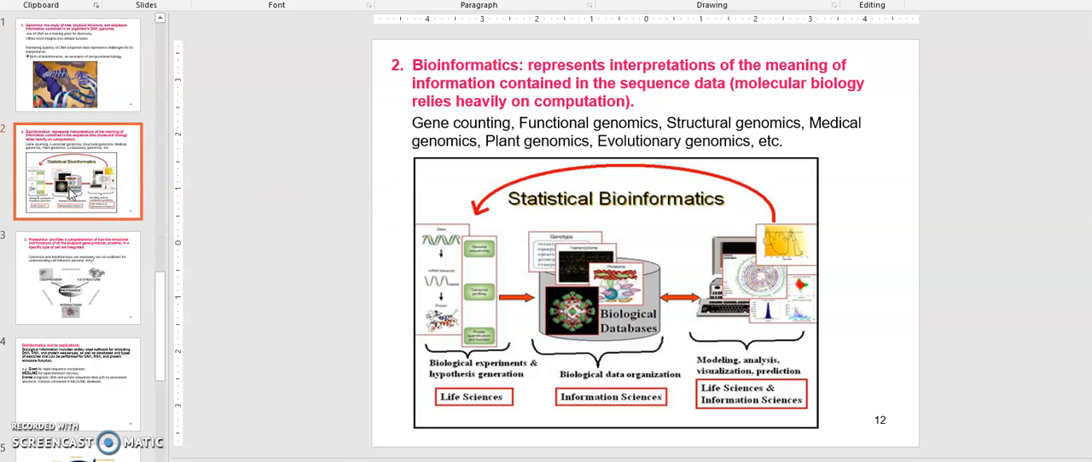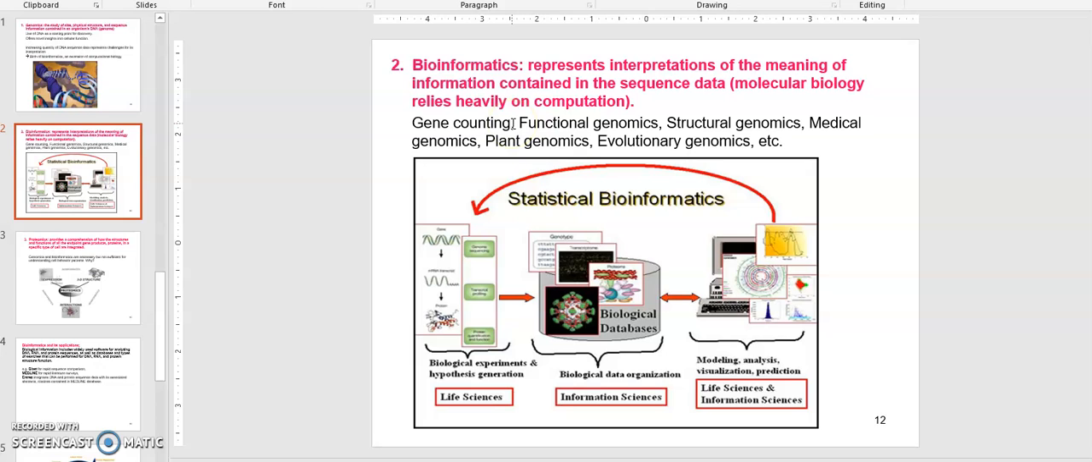Okay. So bioinformatics represents interpretation of the meaning of the information contained in the sequence data. It could be DNA sequence data or protein sequence data, RNA sequence data. Okay. So it heavily relies on computation, mathematics, as well as computer science. Okay. So gene counting, functional genomics, structural genomics, medical genomics, plant genomics, evolutionary genomics, they are all part of this field.